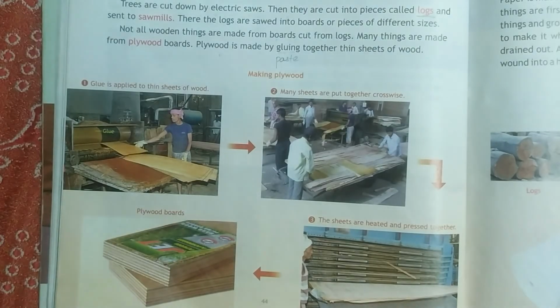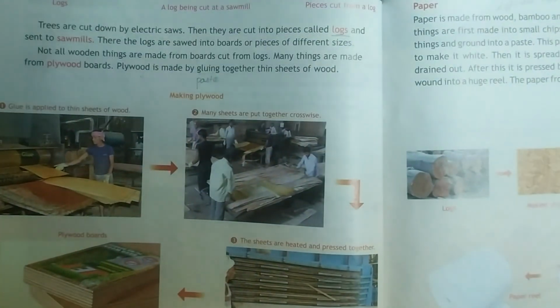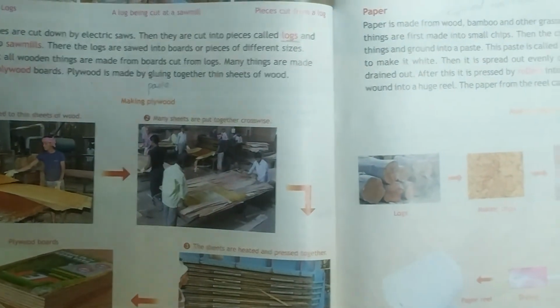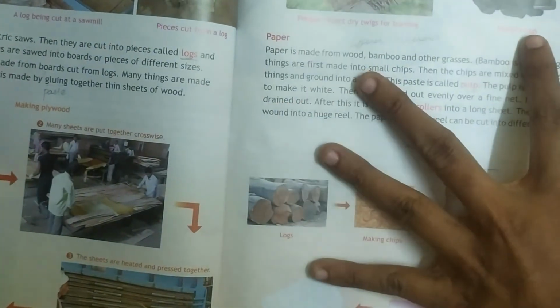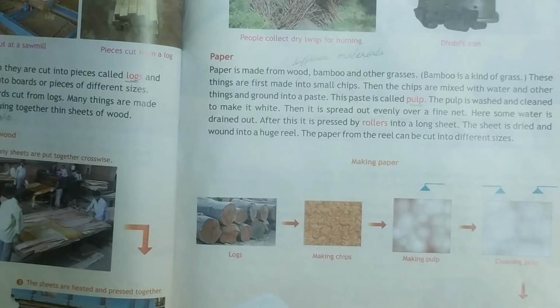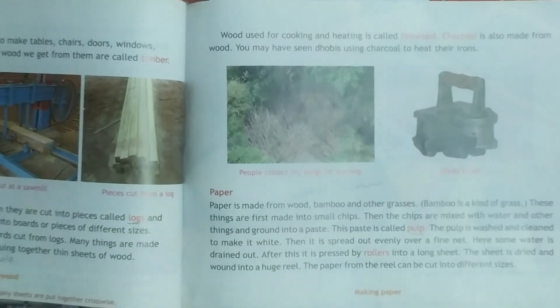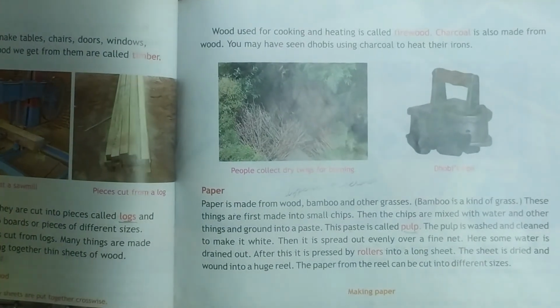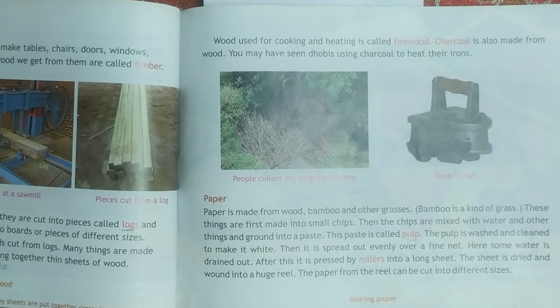Wood is not only used for making logs and plywood. What are the other uses of wood? Wood is used for cooking also. Even nowadays in villages, not only in the early age, you can see they use wood for cooking. Gas is not available in interior villages.